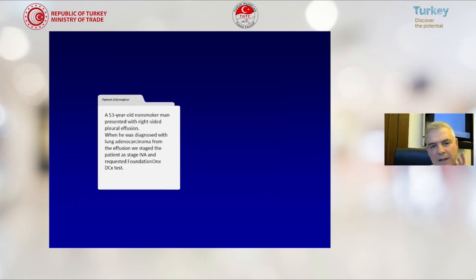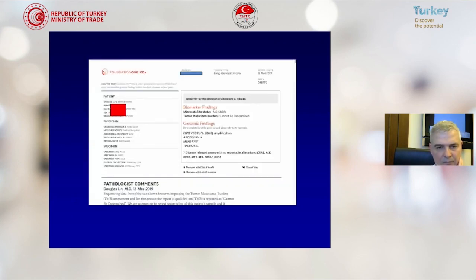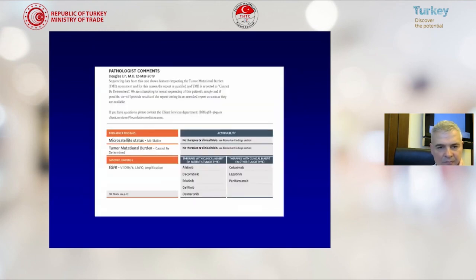Yeah, this 58-year-old non-smoker man presented with right-sided pleural effusion. When he was diagnosed with lung adenocancer from the effusion, we staged the patient as stage 4 lung cancer, and we requested Foundation 1 DCX test. So the patient had EGFR mutation, which I taught before. So we can give the patient osimertinib. So I gave this patient osimertinib for EGFR mutation.